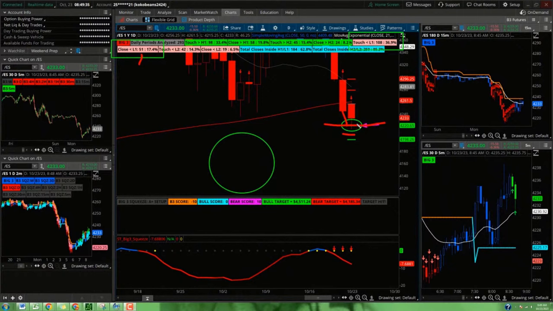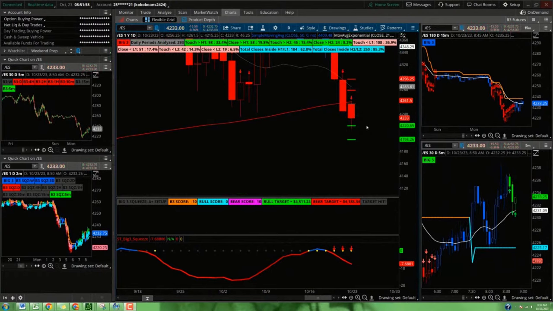So if we're flushing into L1 or L2 and you get signs of a turn, signs of a turn for me might be that my 5-minute chart has gone from blue to green. I got the green bar. I got the 5-minute buy signal.